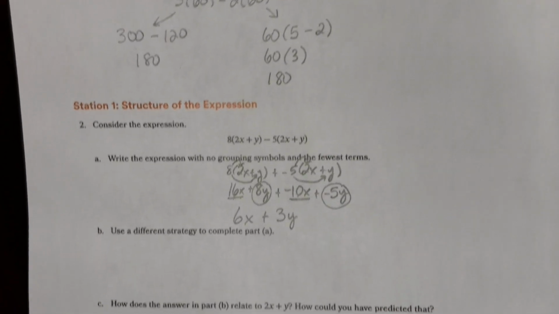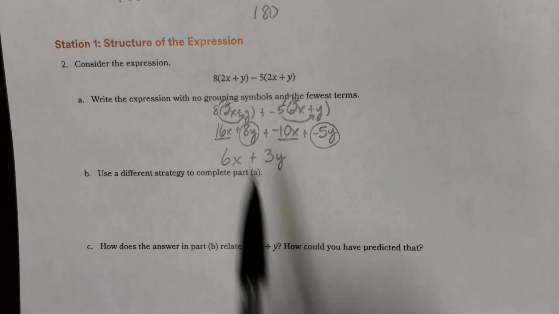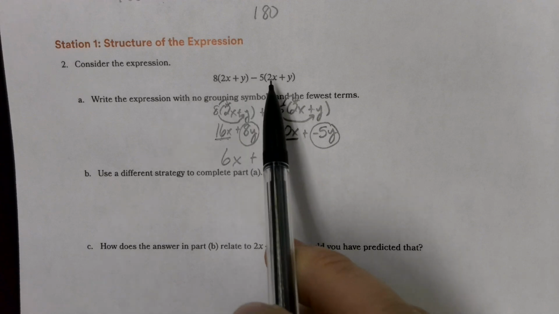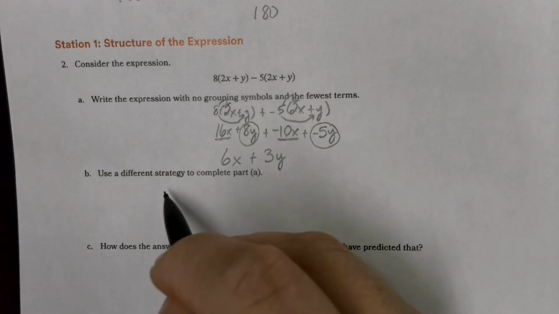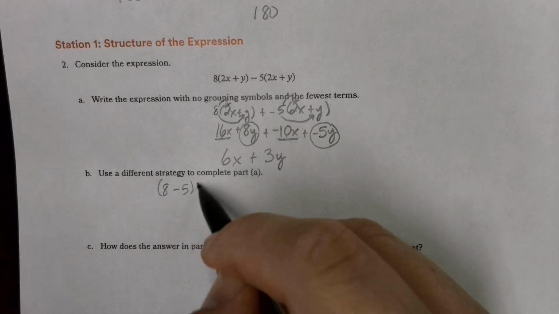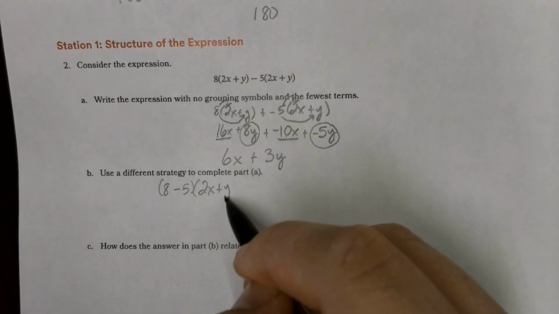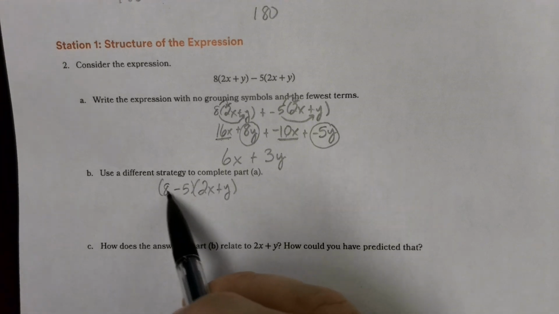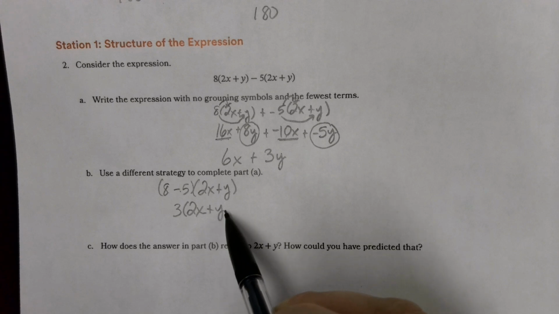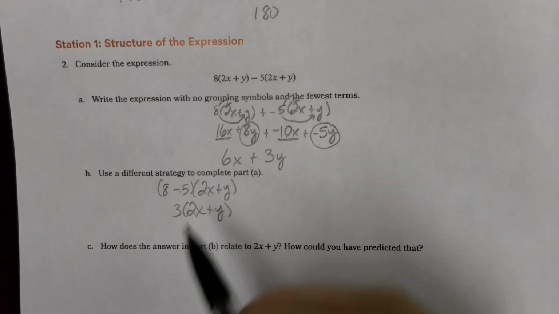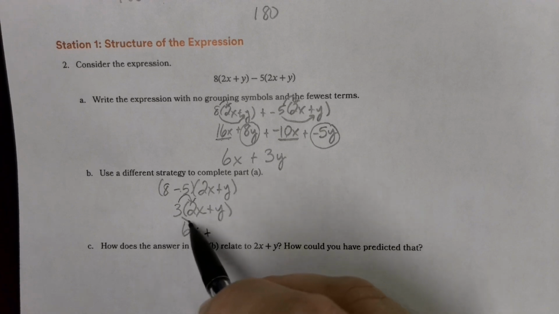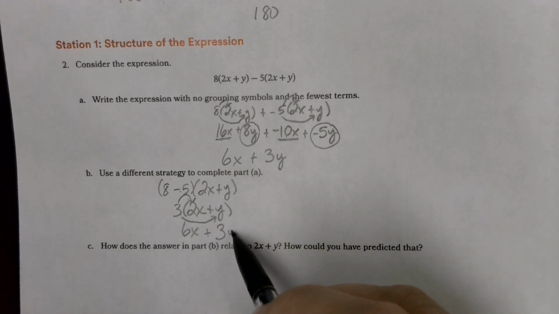Part B wants us to use a different strategy. If you notice, both expressions here have that 2x plus y. So we could factor out 2x plus y and simply take 8 minus 5, which is 3, and then distribute from here. 3 times 2x is 6x, plus 3 times y is 3y.